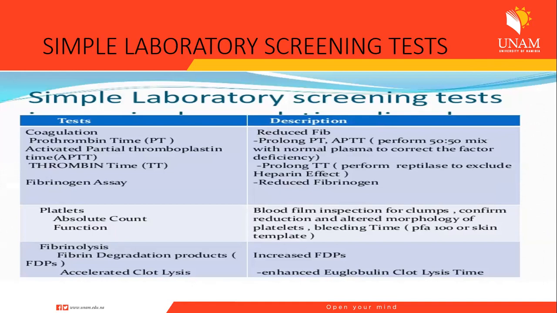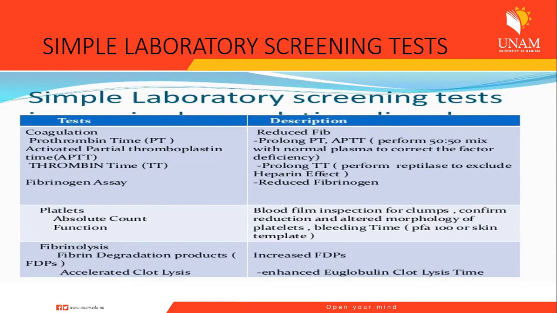The table is very important because it shows you the description, all right? If you are testing for coagulation, what you'll find is reduced fibrinogen, increased prolonged prothrombin time, prolonged thromboplastin time. Platelet count, the absolute count is important, but much more than that is the function. You can have an adequate platelet count but reduced function. That's why we talk about the quantitative and the qualitative value of your platelet count.